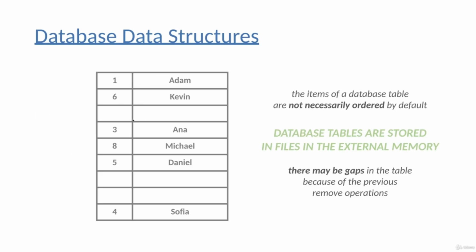So databases are basically simple files stored on the external memory. For example, we have a database table with names and IDs as primary keys. This is what we talked about in one of the previous lectures, that the items of a database table are not necessarily stored in order. As you can see, the first row has the primary key 1, the next row has the primary key 6, then there's an empty row, then we have a row with primary key 3, then 8, 5, then again several empty rows and so on. So it is absolutely crucial that the database table is stored on the external memory and the rows are not ordered by default. There may be gaps in the table because of previous remove and update operations.